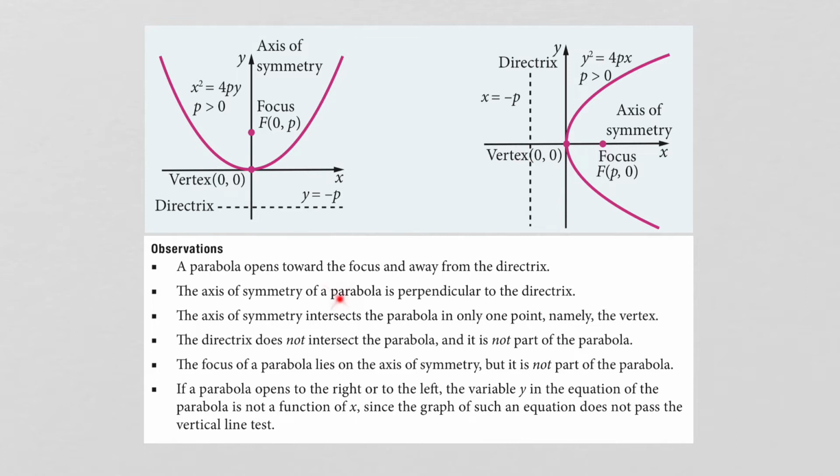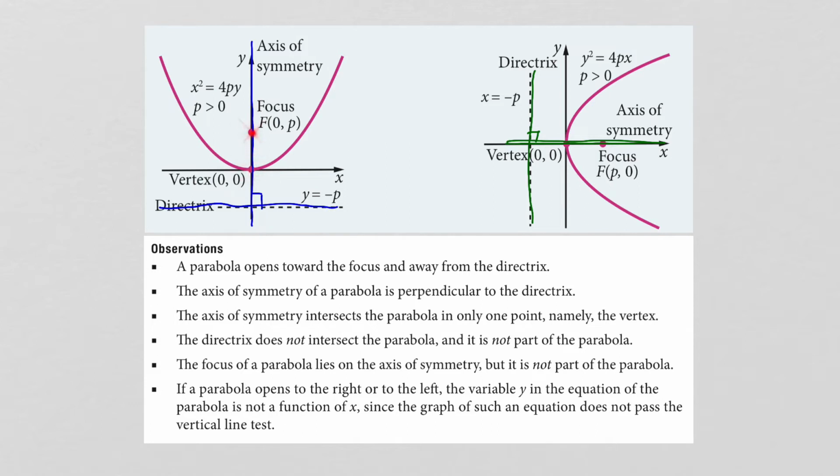The axis of symmetry of the parabola is always perpendicular to the directrix. So here's your directrix here. Notice that the axis of symmetry is perpendicular to that. And over here, here is your directrix, and the axis of symmetry is perpendicular to that one as well. The axis of symmetry intersects the parabola in one and only one point, the vertex. So the axis of symmetry passes through the vertex.